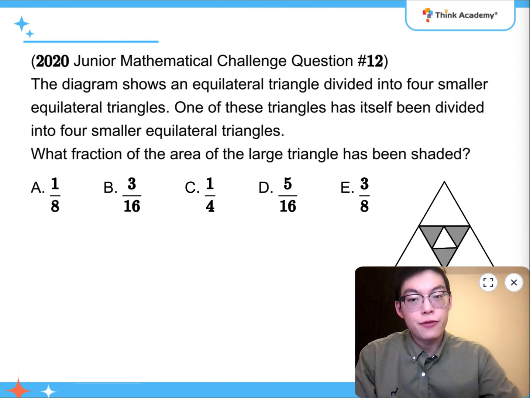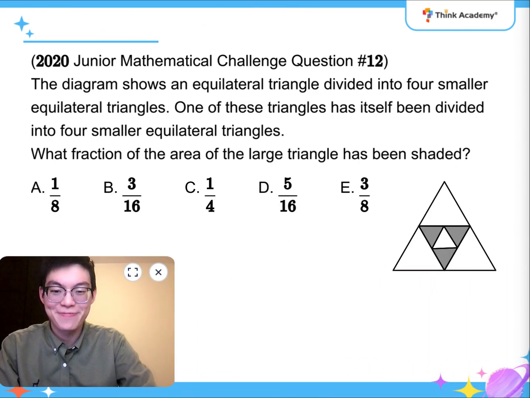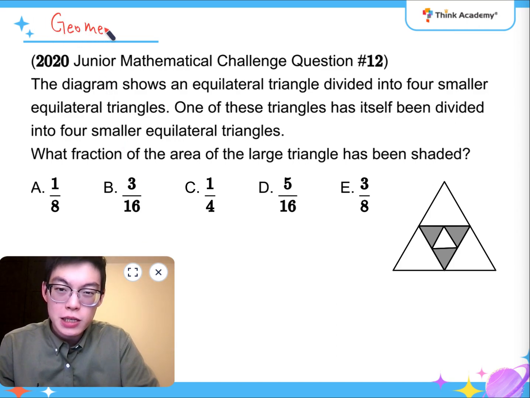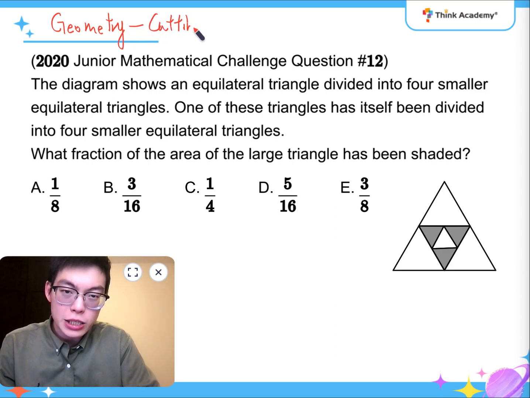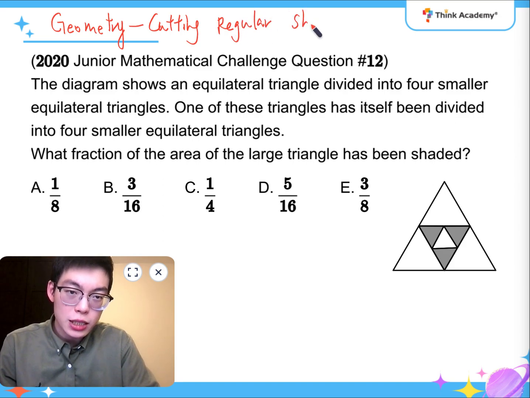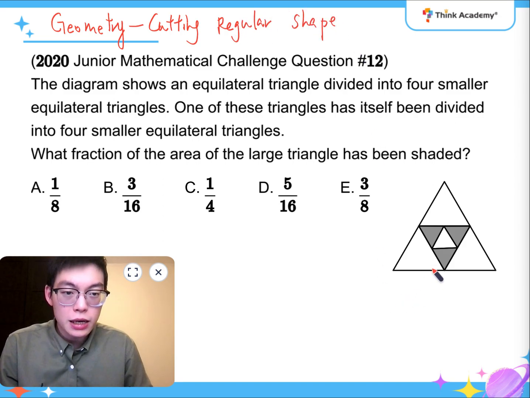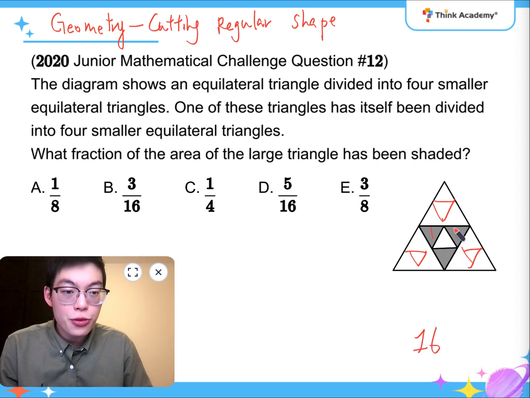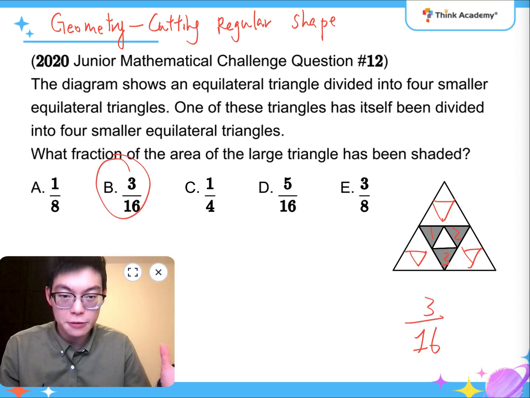And then for question 12. So again, a very simple question if you know what to do. So this is a geometry problem, and it is about cutting regular shapes. So how do we cut it? Basically, I just need to cut each small equilateral triangle into 4 parts, such that altogether I have 16 parts, and then 3 parts are shaded out of 16. So I have 3 over 16.